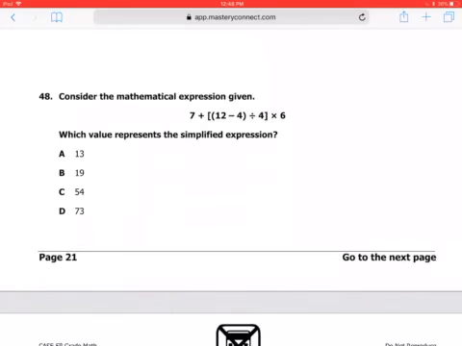Number 48. Consider the mathematical expression given. Which value represents the simplified expression?